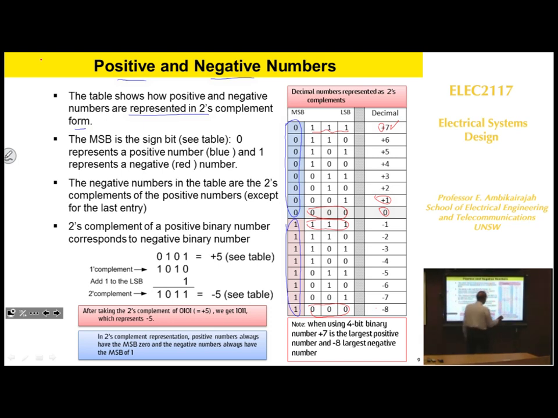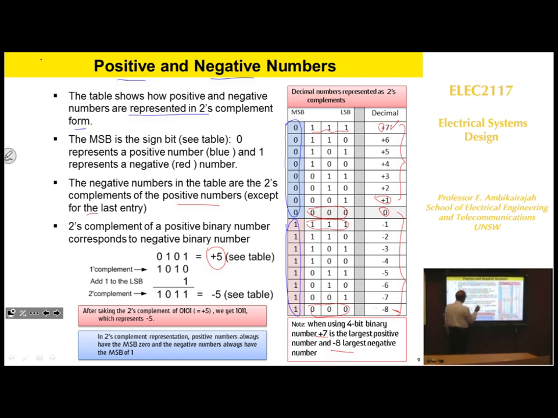So when using a 4-bit binary number, you can have plus 7 as the largest positive, and minus 8 is the largest negative number. The negative numbers in the table are the 2's complement of positive numbers, except the last entry. So let's now start with a positive number, and how do you find the negative value of that? I'm starting with plus 5, and I want to find out minus 5. What is the minus 5 equivalent?